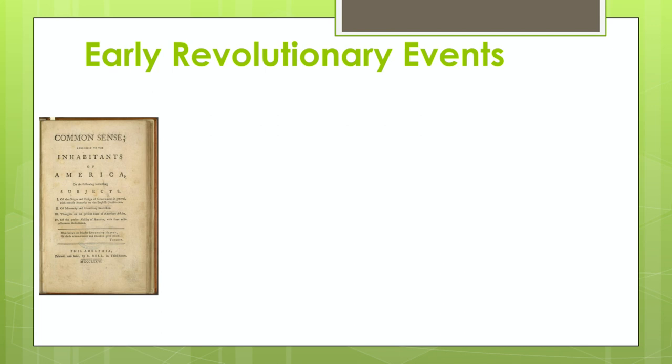Let's talk about some of the stuff in the beginnings of the revolution. And when we look at that, we know that the First Continental Congress is going to meet in 1774. At this point, the colonies are not thinking about breaking away from Great Britain. They're more into trying to address the problems that they have with Great Britain.